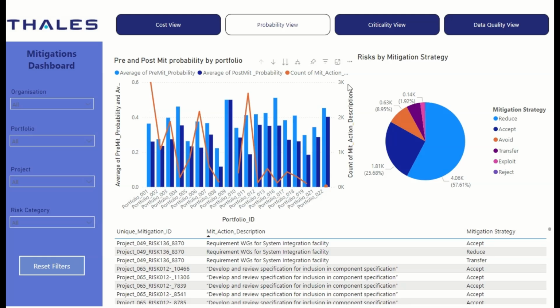The next page we are looking at is the probability view. And this is similar in all ways, the only difference being the fields for the graph. Instead of contrasting projected mitigation costs with actual mitigation costs, we are contrasting the perceived percentage of the risk occurring prior to the mitigation with the actual percentage. And here, once again, we have an orange line to denote mitigation action description.